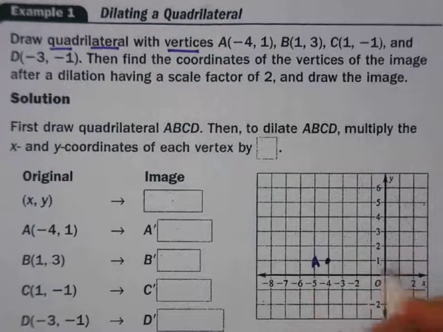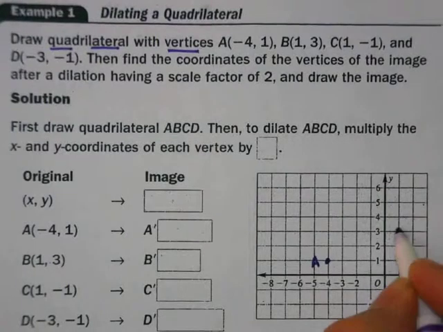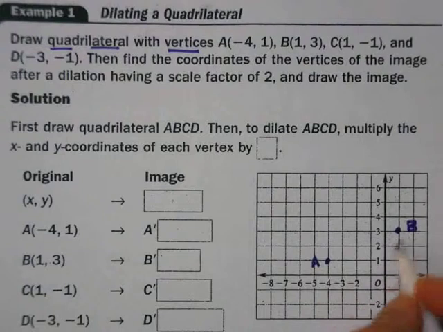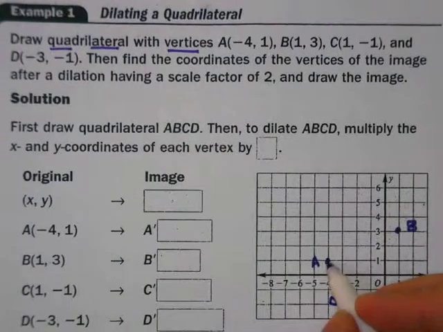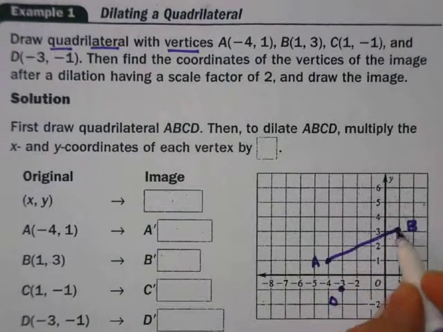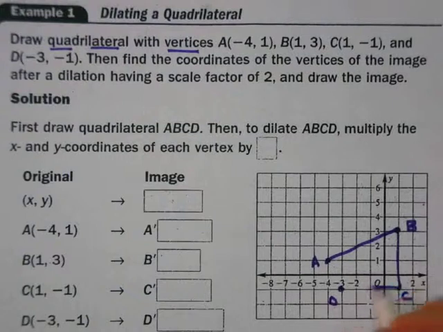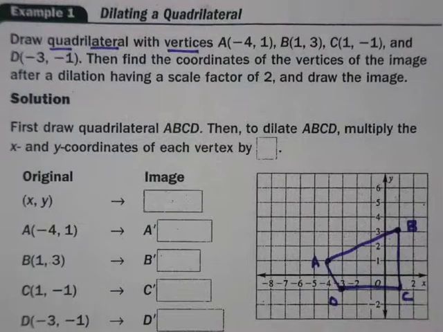That's my point A. B is going to be at 1, 3. So there's my point B. C is at 1, -1 here. And D is at -3, -1. D is down here. So here's our quadrilateral. Looks like that. That's A, B, C, D.